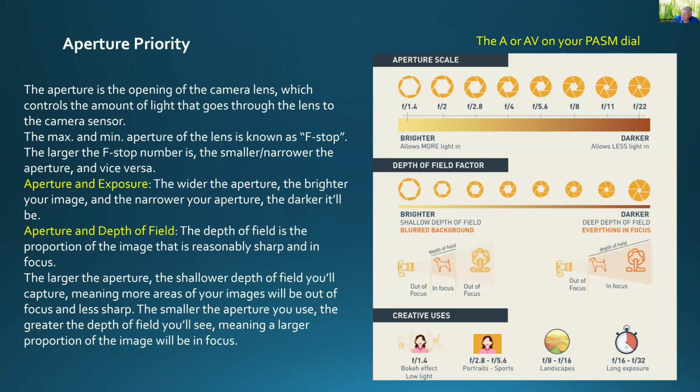Aperture priority, which is the A on the dial, or AV if you're a Canon user. We've actually already gone through this. With aperture, brighter is the lower number, or faster is a term for it, and slower or darker is the higher number. And it'll also work with your depth of field, which is a blurred background.